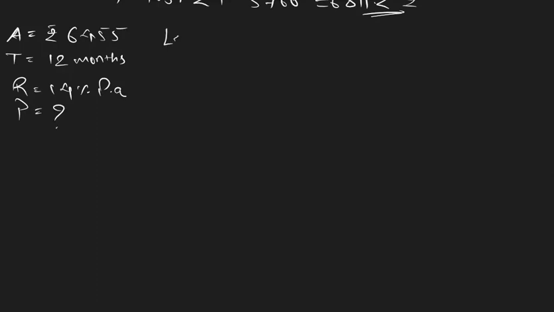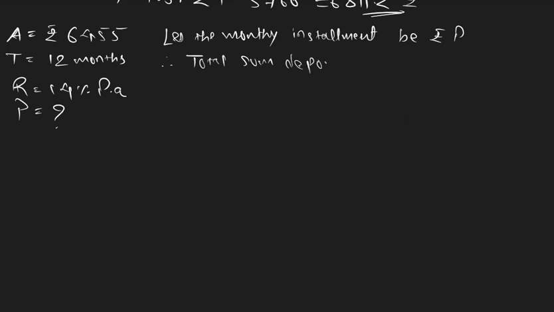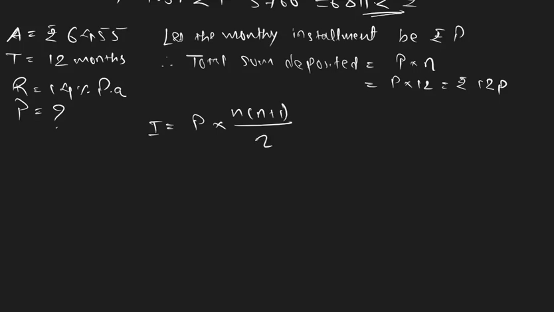Okay, so let the monthly installment be rupees P. So therefore total sum deposited will be P into N, that is P into 12, that is rupees 12P. Okay, so we found the total sum deposited in terms of P. Okay, next the interest. Interest will be P into N (N plus 1) by 2. I'm sorry for that, 2.